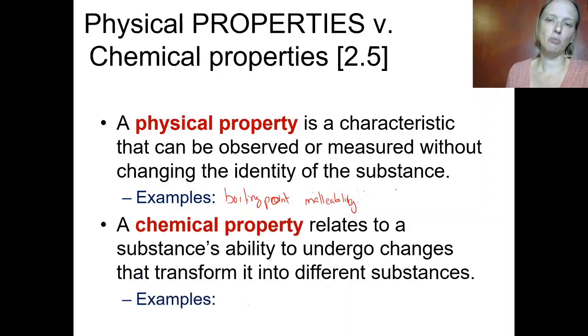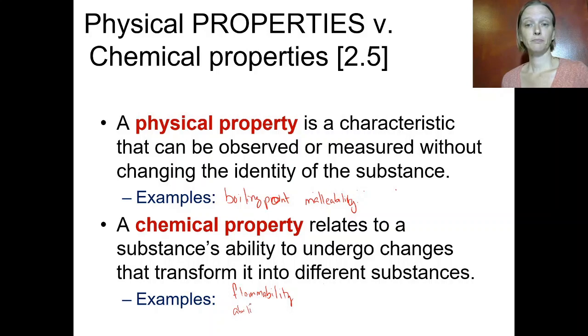Contrast that with chemical properties, which relate to a substance's ability to undergo changes that transform it into different substances. So here you might talk about flammability. How easy is it for a particular substance to catch fire? Another chemical property would be the ability to rust. For instance, if you're comparing stainless steel to iron, stainless steel is less likely to rust than iron is, and that is a chemical property of stainless steel.